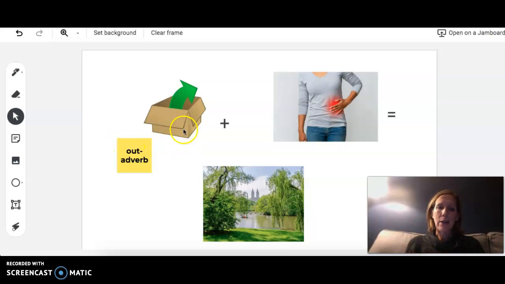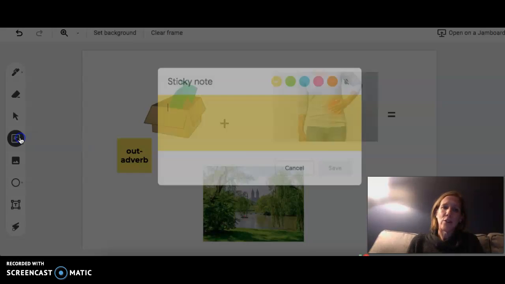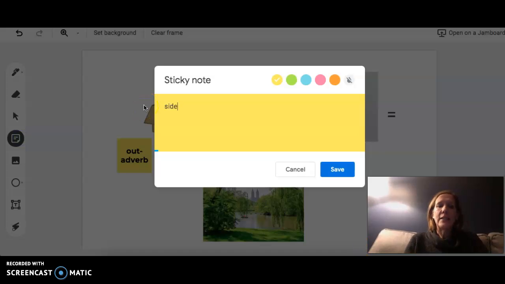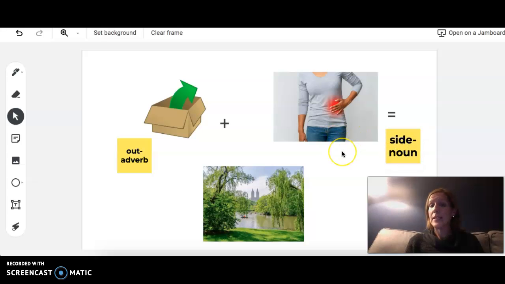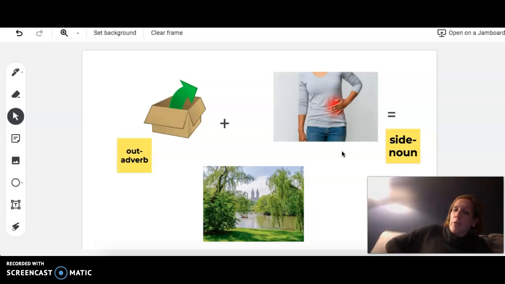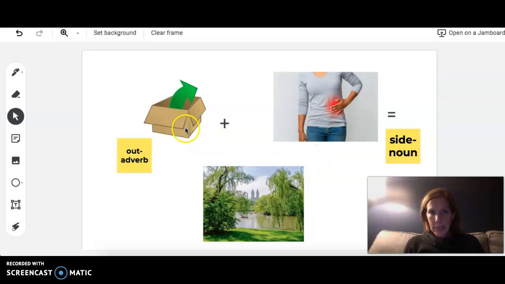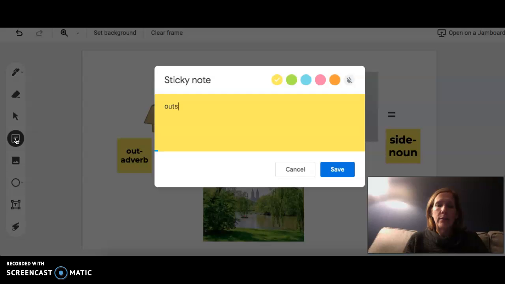Okay, so this is a picture of out. What is this a picture of? So that red inflamed part of her body is called her side. And a side right here is a noun. We can use it differently. If I take someone's side, then that would be a noun. Or if I side with someone, it would be a verb. But here, this part of her body is called her side. Or if we looked at the box, this is a side of the box, right? Okay, so if we have out and we have side, then of course this picture is outside.